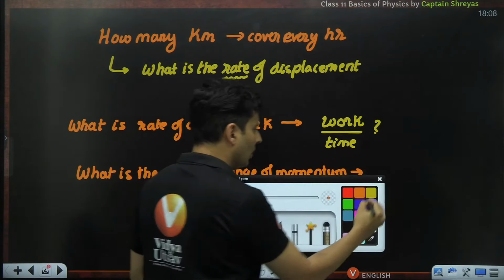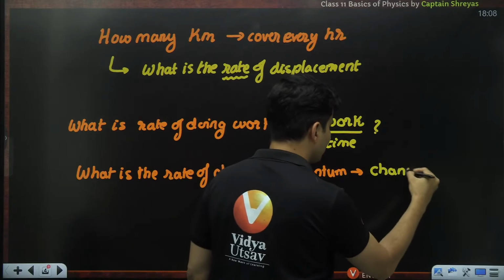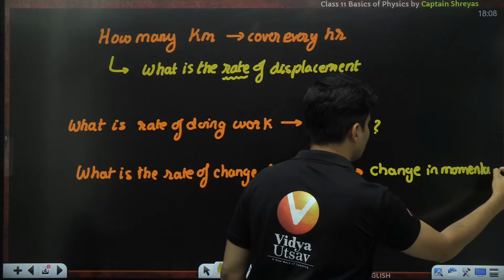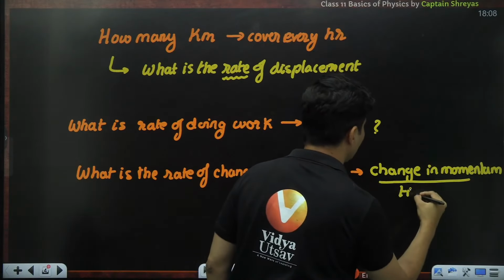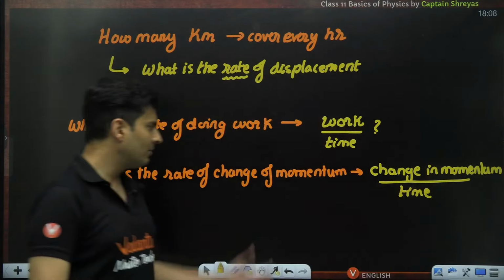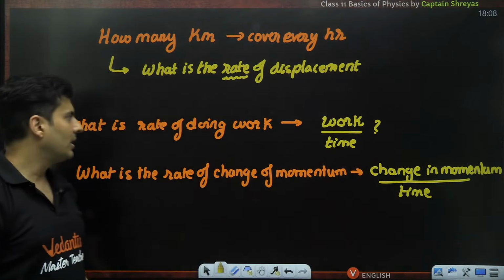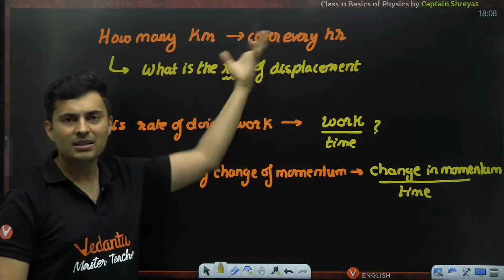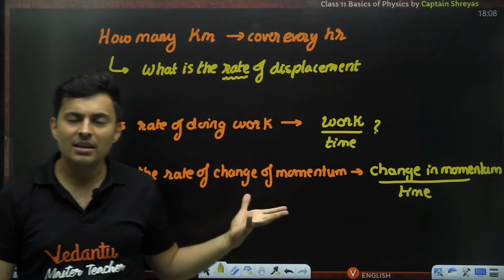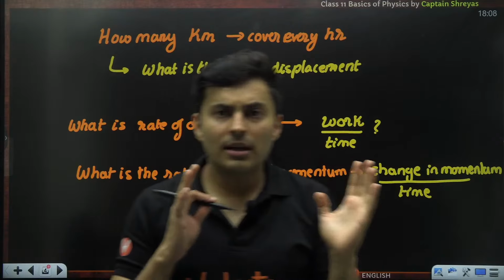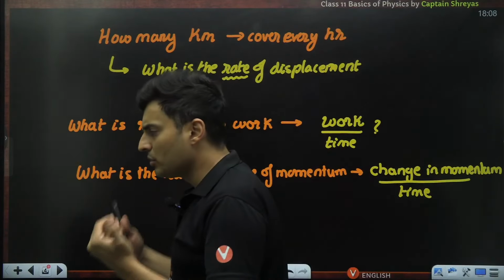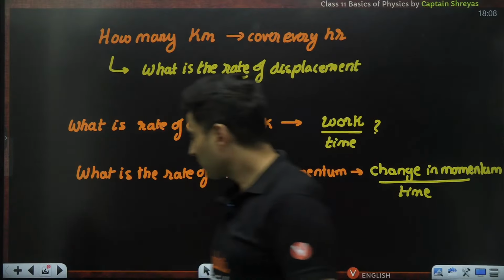Which means what? On the top, you should have how much is your change in the momentum, and how much time you took for it. So rate of change of momentum is how much is the change per unit time. Rate of doing work is work upon time. Rate of doing the displacement is displacement by time. That is the context of that word rate in physics. I hope this is clear, and you can see very clearly it is used in different places in physics, and you will see it in chemistry as well.